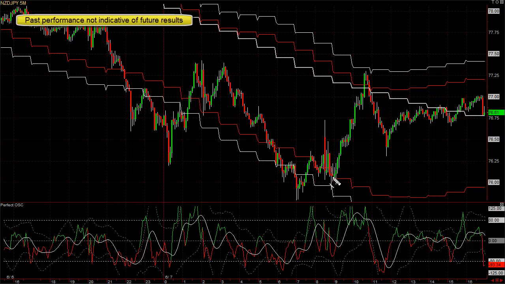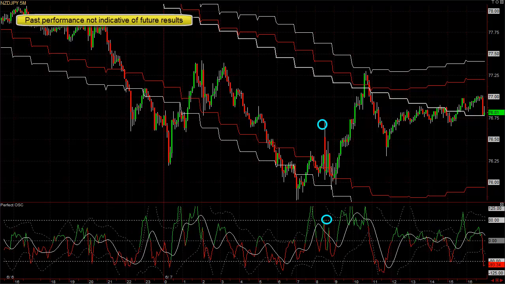Then the New Zealand yen could actually go up, because the New Zealand is falling at a slower pace than the yen is. So that's a possibility. But you can see here at 8:30, it does go down for the next half hour, and at 8:30, our perfect oscillator is at an extreme.